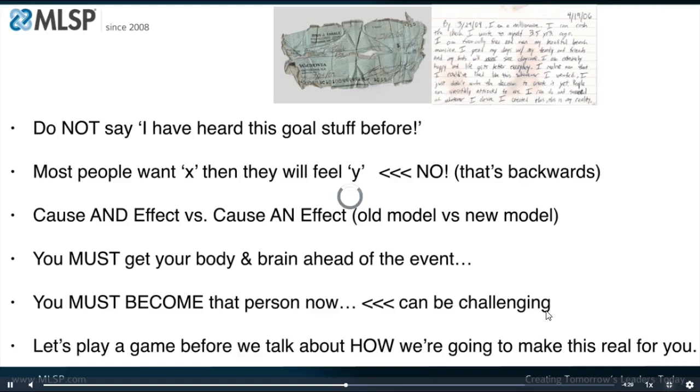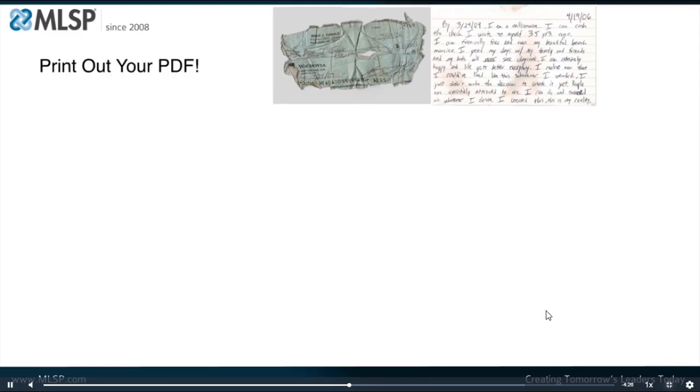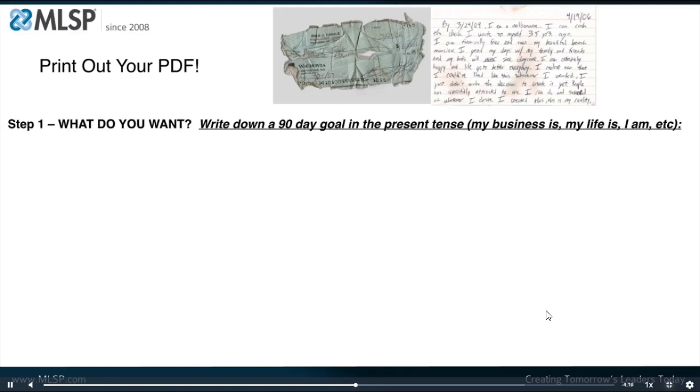Let's play a game before we talk about how we're going to make this real for you. Okay, we're going to go pretty quickly now. I want you to print out the PDF attached with this step because it will take you by the hand here. But step 1, I want you to write out, what do you want? Write down one 90-day goal in the present tense. For example, my business is, my life is, I am, etc. And put a date to it just like I did.